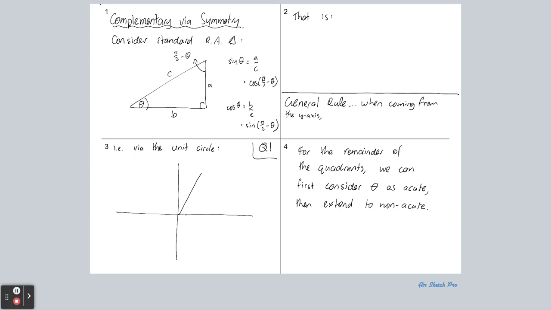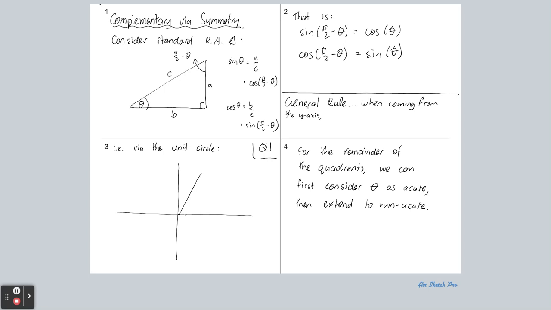I'll write those down. Normally we do it this way around. So we say that the sine of pi on 2 minus theta is equal to the cosine of theta, and we have the cosine of pi on 2 minus theta is equal to the sine of theta. And that is our complementary angle relationship.